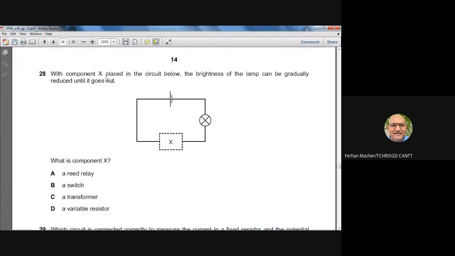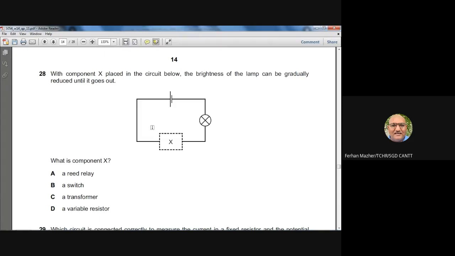With the component X placed in the circuit below, the brightness of the lamp can be gradually reduced until it goes out. What is the component X? So what can you put here? A reed relay is only a switch. It cannot reduce the brightness of the lamp. It can switch it on, it can switch it off, but it cannot gradually reduce the brightness. A switch, no, a switch can only switch it on and off. It cannot gradually decrease the brightness.